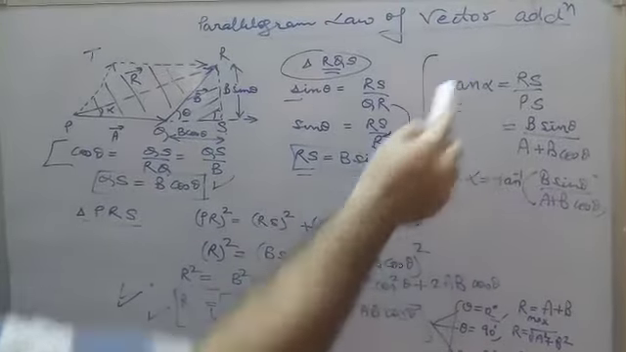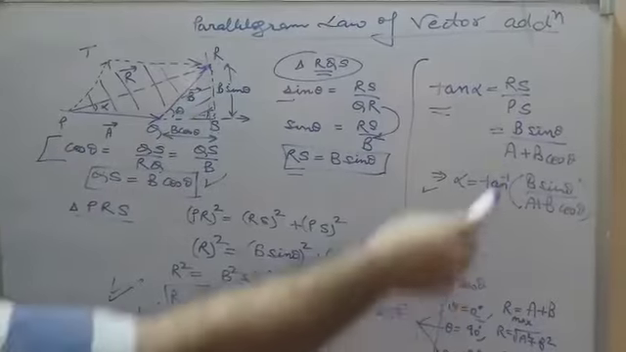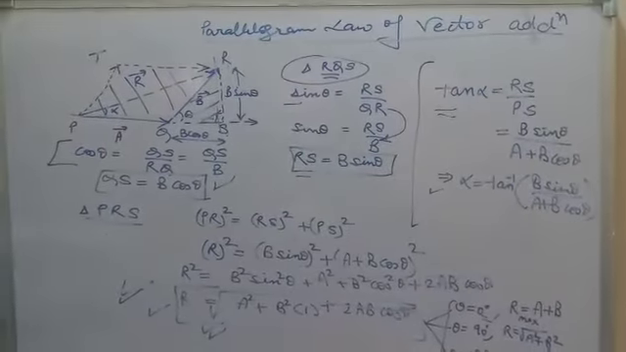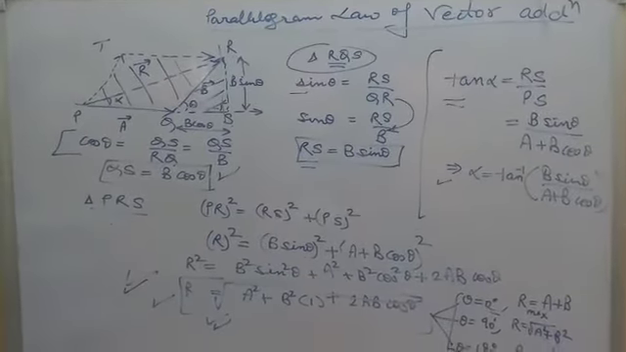Then we can find the direction also. Tan alpha is RS upon PS, which is B sin theta upon A plus B cos theta. So this is how we apply the parallelogram law of vector addition.